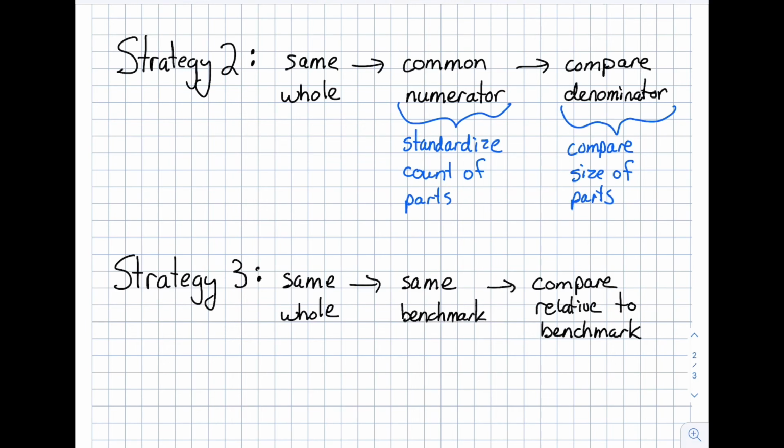In the final strategy, we'll again take the same whole, and then this time we'll choose a convenient benchmark fraction, and then take the 2 fractions that we want to compare, and actually compare them to the benchmark. So for example, if I was going to look at 1 unit whole, the distance between 0 and 1, and then break it in half into 2 equal parts and make 1/2 my benchmark, I could look and see how my fractions that I was comparing compare to 1/2. So if 1 falls before 1/2 and 1 falls after 1/2, I can indirectly compare my 2 given fractions.